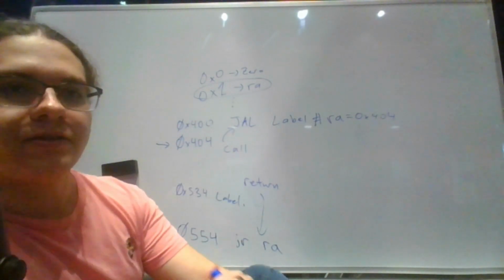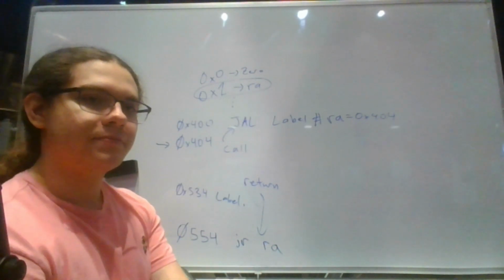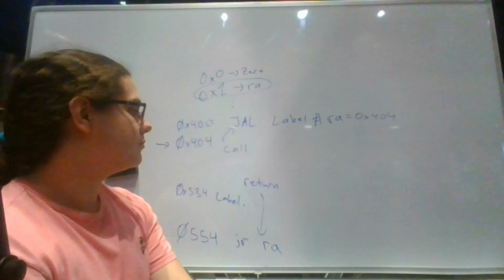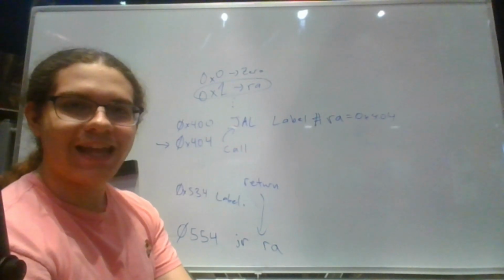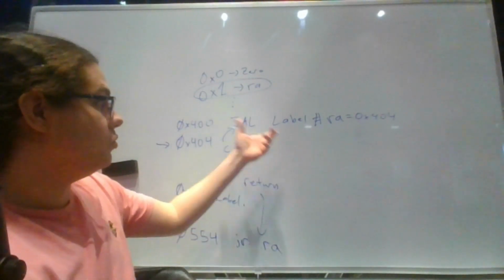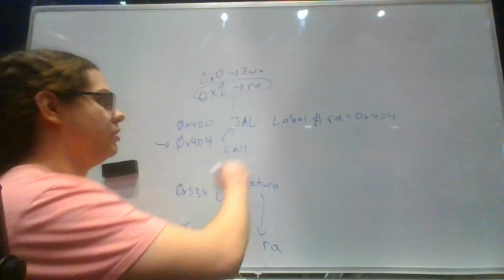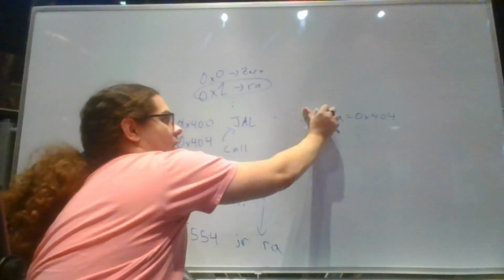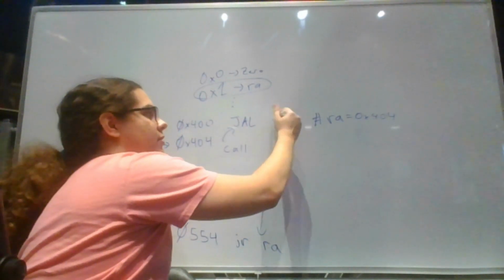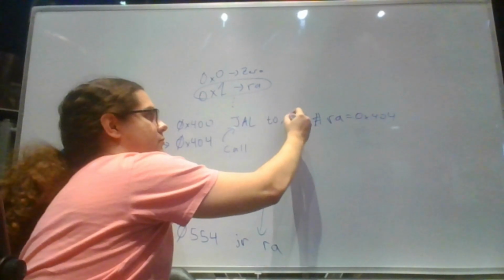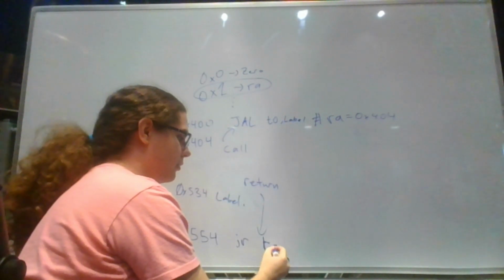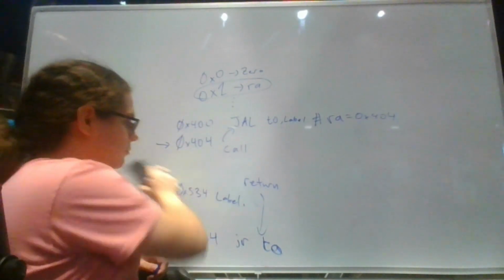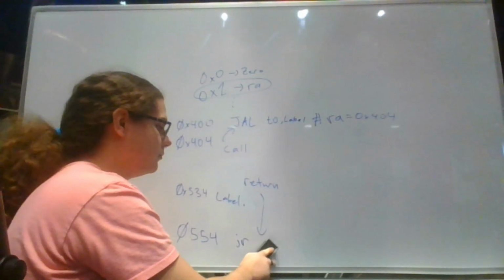All right. Any questions? When you use JR, it doesn't have to just be RA, right? It can be any, yeah. So let's say that you didn't do the pseudo instruction and you said, I want to store it in T0. Then you could totally put T0 here, and that would work.